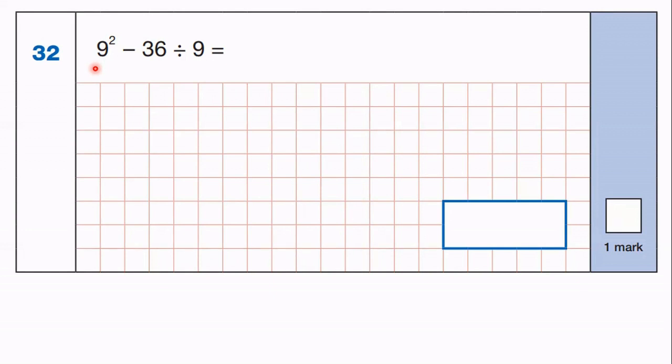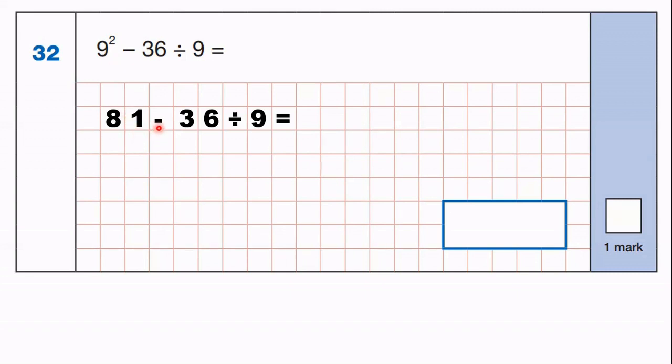Question 32. 9 squared minus 36 divided by 9. So we have mixed operations here, which means we need to think carefully about the order in which we do things. We don't have any brackets in the calculation, so we can start with 9 squared. 9 times 9 is 81. So let's rewrite the calculation with 81 instead of 9 squared.